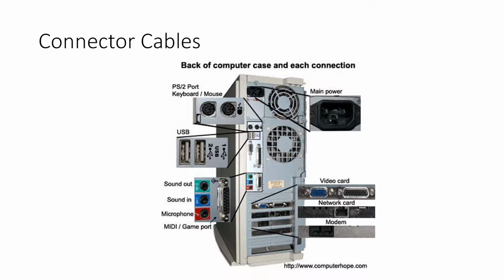The next is the sound card. Here it is shown that the sound out, sound in, microphone or the MIDI game port is attached at the back of it. The main power on the right hand side is for the main system power. There is a power supply unit inside a system unit with which a fan is also attached, as shown in the picture, that is used to evacuate and reduce the heat inside the system's power supply unit.